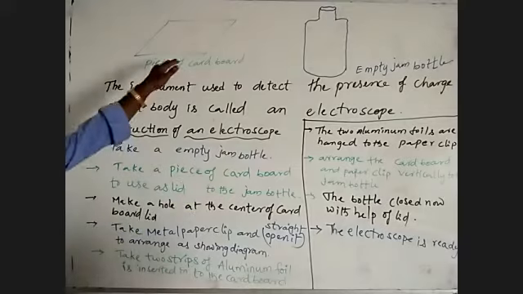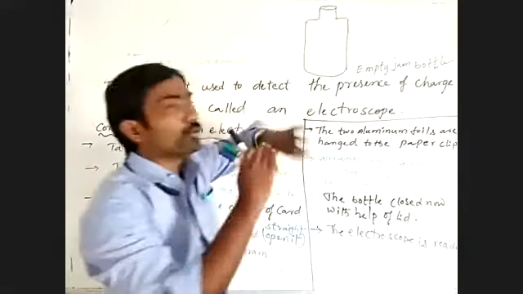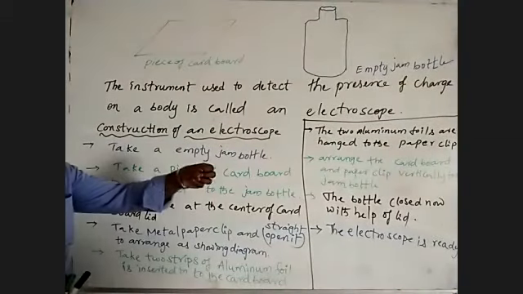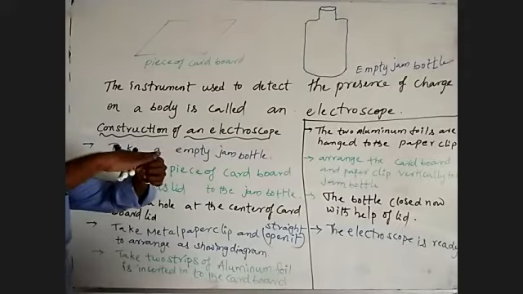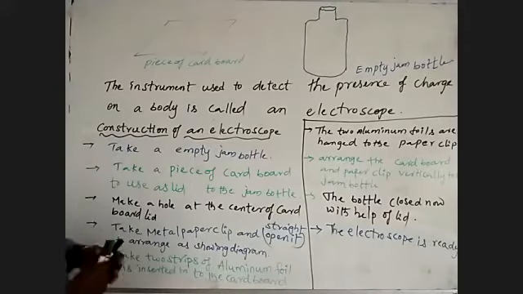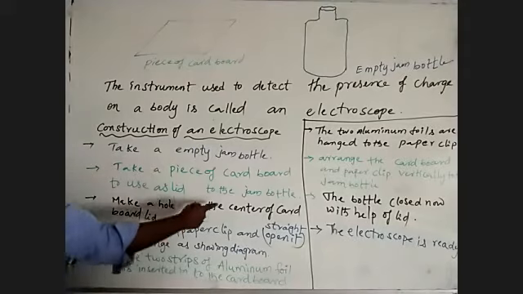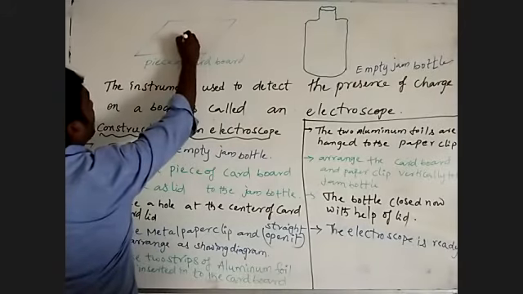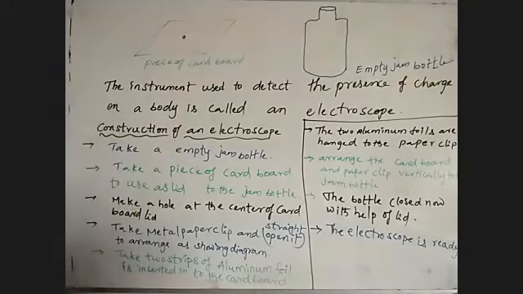to the jam bottle. We have to use the lid on the jam bottle to close the surface or brim of the jam bottle. Suppose this is the jam bottle, we have to close it with a lid. Make a hole at the center of the cardboard lid, because we are using the cardboard as a lid. So we are making a hole at the center of the cardboard.